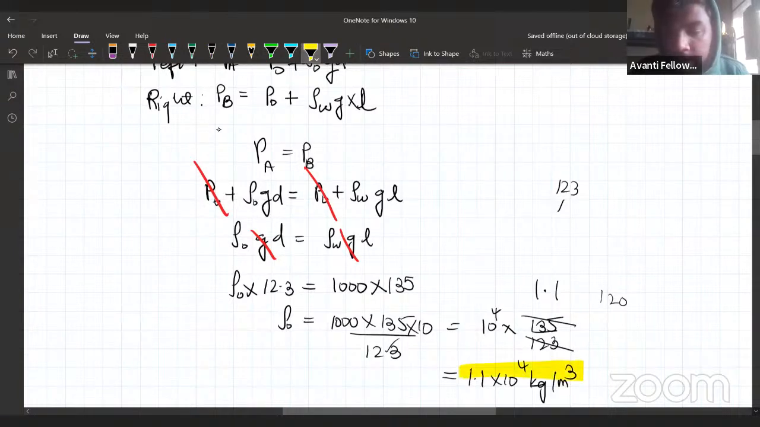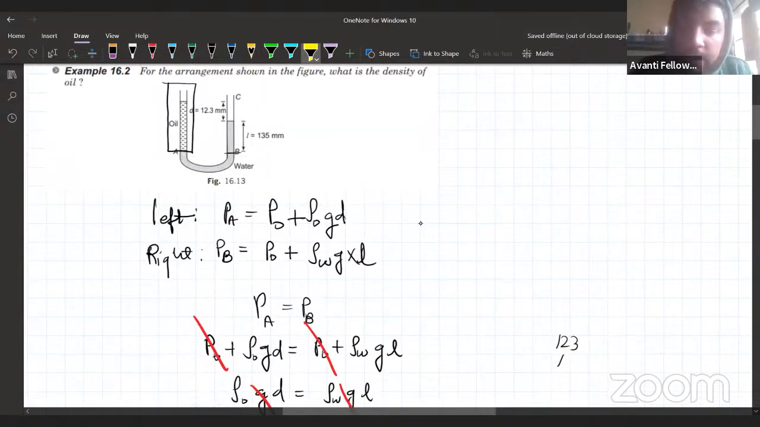Hopefully this is clear to you all, right? Come on, note it down. Note it down, guys. Hopefully this question is clear. What we had to do, we just had to equate the pressure at the same horizontal level.